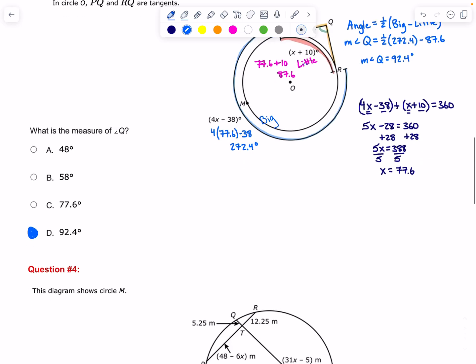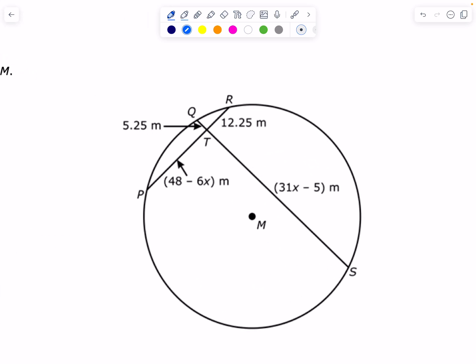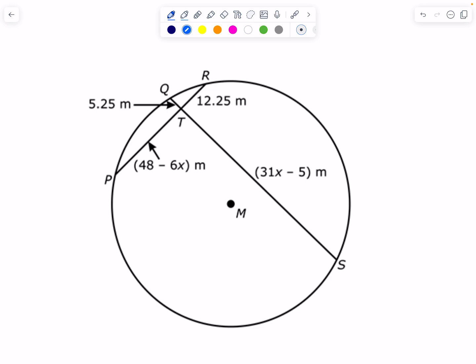Okay, let's look at the last question. It says the diagram shows circle M. What is the value of x? And we notice our answers are in decimals. And then when we look at this circle, we have 2 intersecting chords inside this circle.